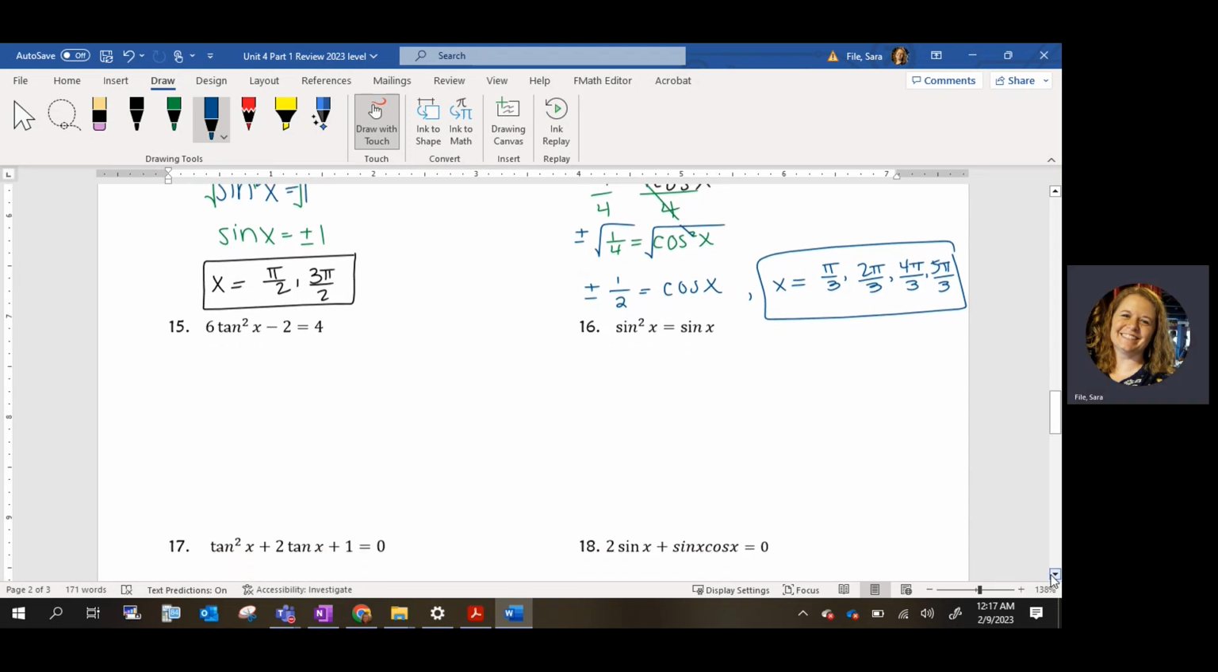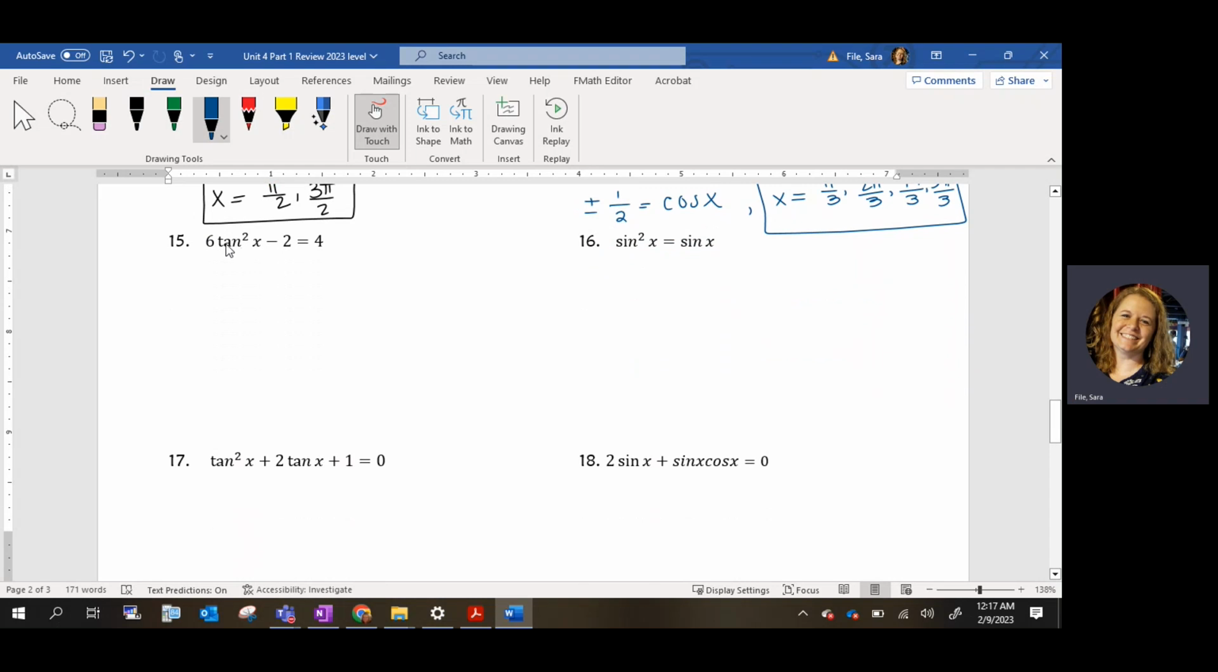Okay, let's do one more where there's just an individual trig function squared. So I'm going to add the 2 to the other side. Divide out the coefficient of 6 here. And that's actually a 1. Anything divided by itself that reduces, it's a 1. I just don't have to write the 1 over here, because 1 times tangent squared is just tangent squared. And then I take the square root and I remember to put plus or minus in front of it. So I end up with tangent of x equals positive or negative 1.